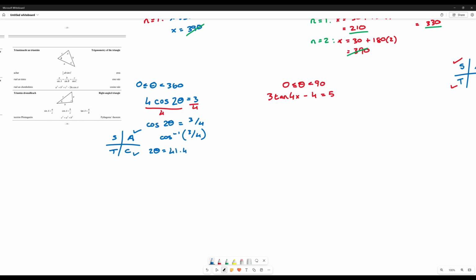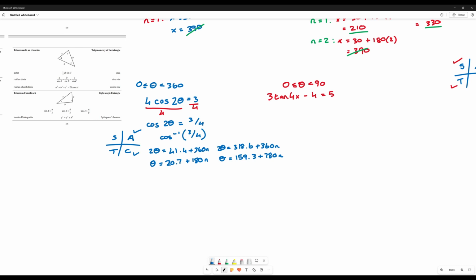Now it'll be 41.4 for the first one because that's the first quadrant, and then the second one would be in the fourth quadrant, so it's going to be 360 minus that, so it's going to be 318.6, I think. You do the 360n, obviously, and divide everything by 2 like we did before, so that the theta is on its own. That's going to be 20.7 plus 180n, and that would be 159.3, isn't it? Yeah. Plus 180n.